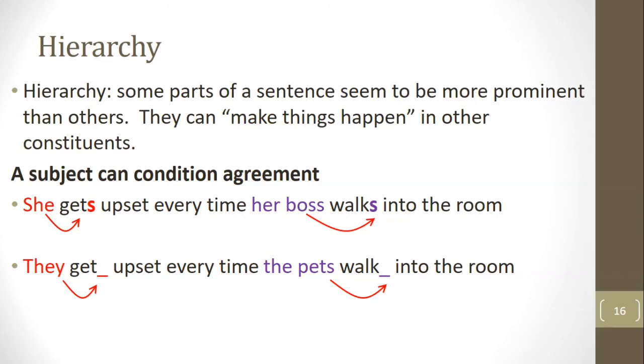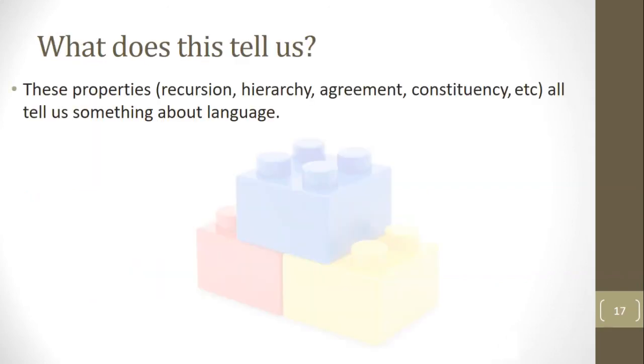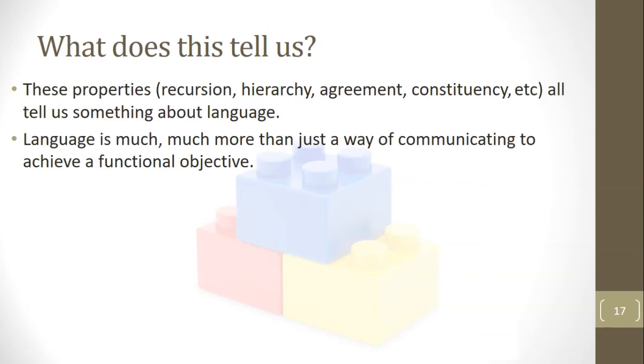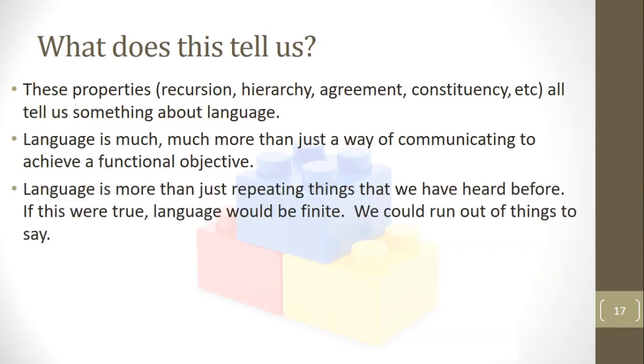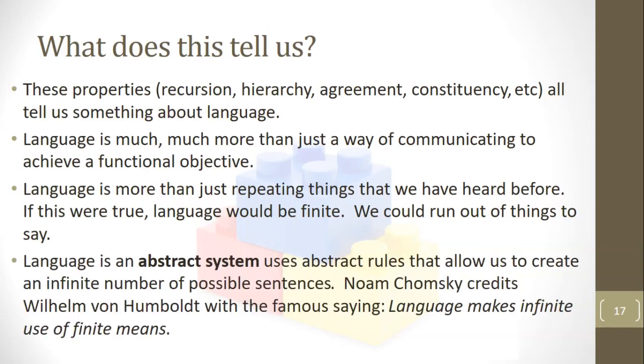So what does this tell us? These properties, namely recursion, hierarchy, agreement, constituency, etc., all tell us something important about language. Language is much, much more than just a way of communicating to achieve a functional objective, and it is more than just repeating things that we've heard before. If this were true, language would be finite, and we would run out of things to say. But language seems to be an abstract system, which uses abstract rules that allows us to create an infinite number of possible sentences. Noam Chomsky credits Wilhelm von Humboldt with the famous saying, "Language makes infinite use of finite means."